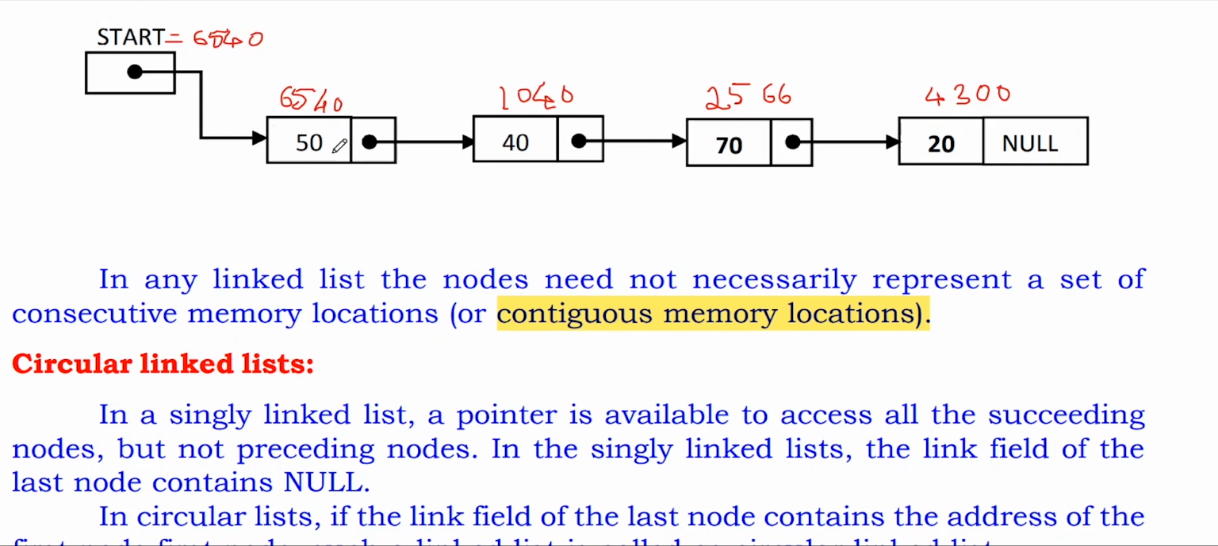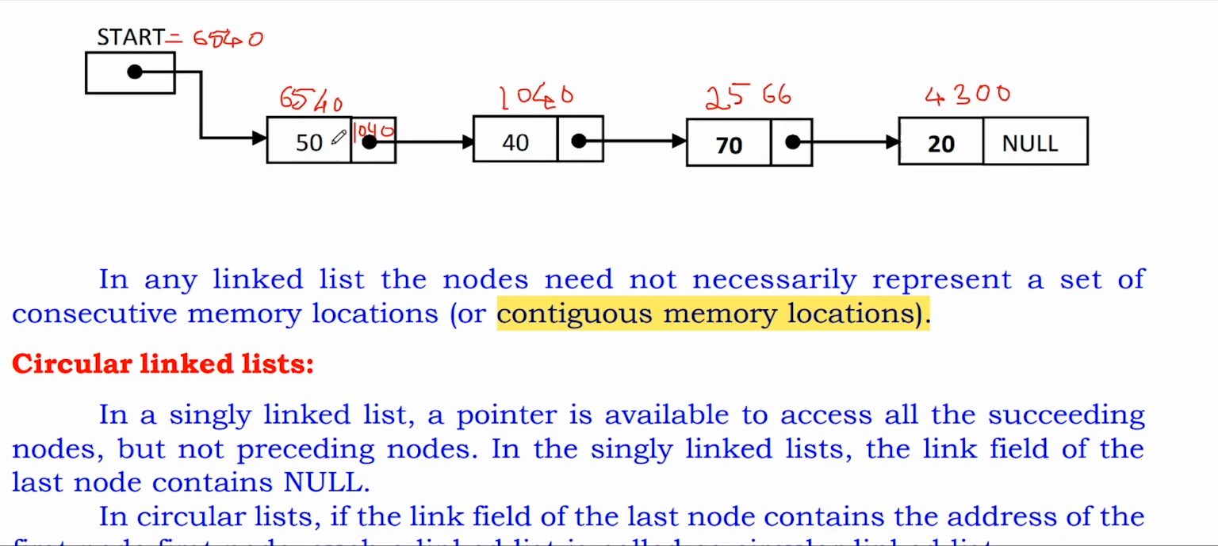And look at the link field of this data field. We have a 50 here, that's a data value. How is this line established? This 1040 will be here, so it is 10 and then we have a 40. This node contains the address of the next node. So now this has a meaning: the link field always contains the address of the next node.